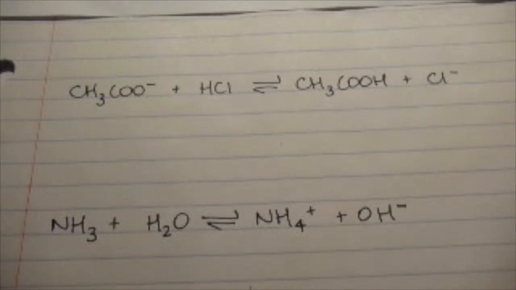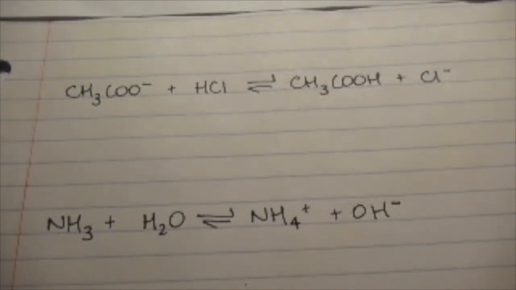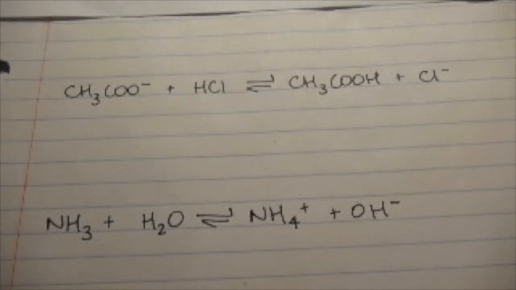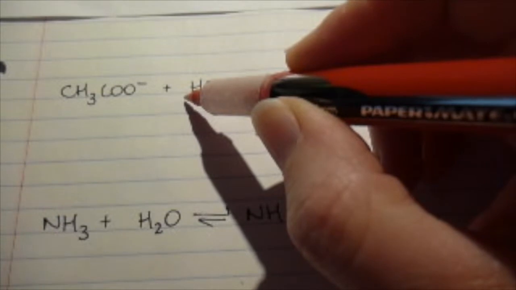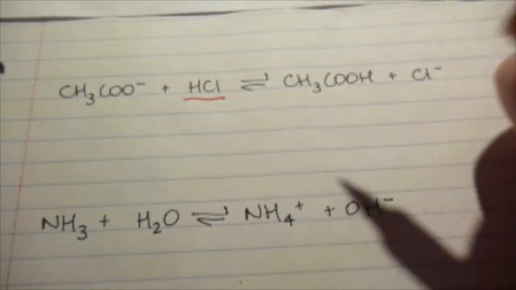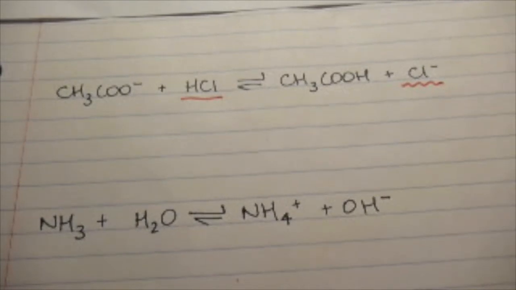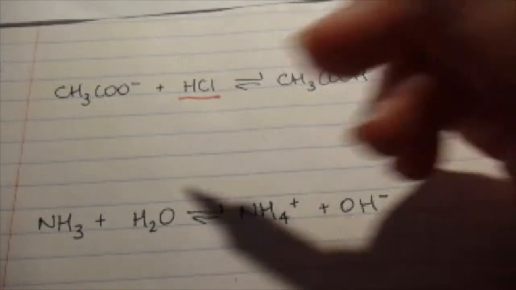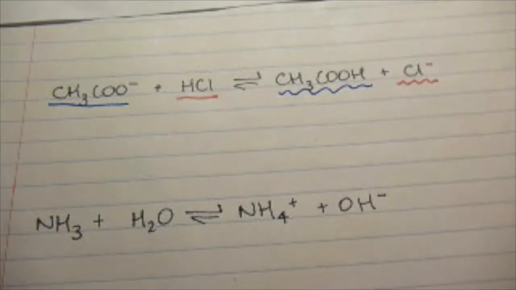Okay, another example. We've got the ethanoate ion and hydrochloric acid. So what's happening in these reactants? So let's have a look. We've got hydrochloric acid and we've got the chloride ion. We've got ethanoate and we've got ethanoic acid.